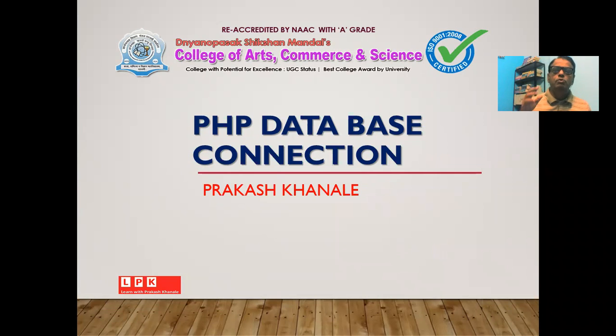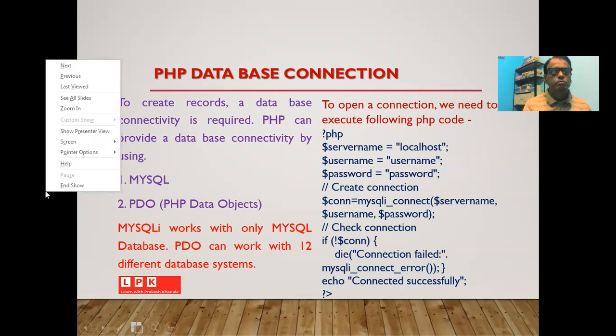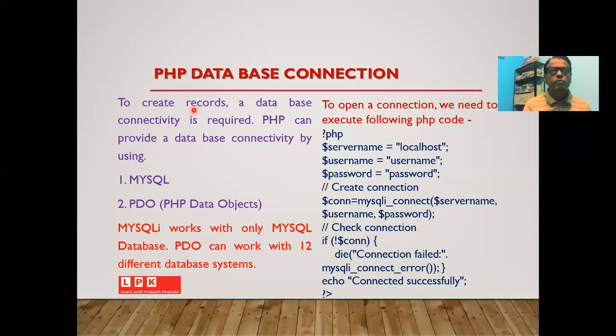Whenever we are able to connect to the database, then it is possible that we can create the records. Such a database connection is very much required whenever you go for solving any real-life problem by using PHP programming. So let us understand how such connectivity can be achieved by using PHP programs. Whenever we want to create the records, the database connectivity is required.